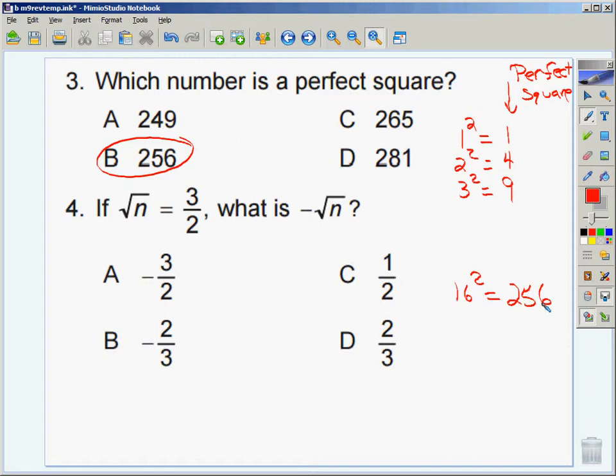Number 4 is simple. Don't make it more complicated than it is. If the square root of n is 3/2, then where I see the square root of n over here, I can replace it with 3/2, which is why A is the correct answer for number 4.